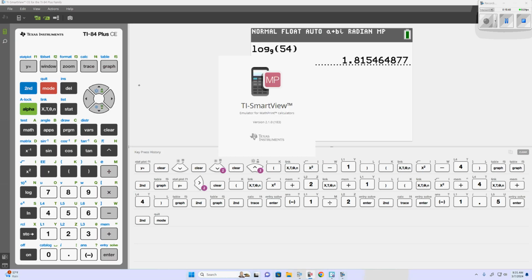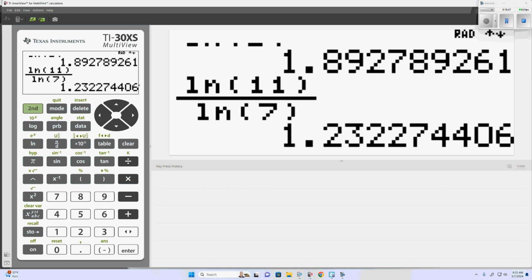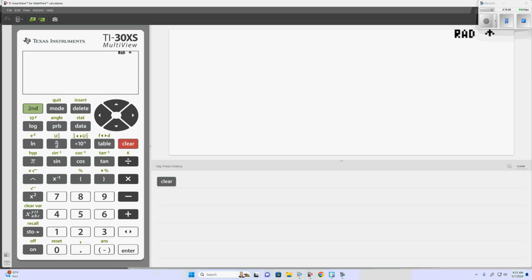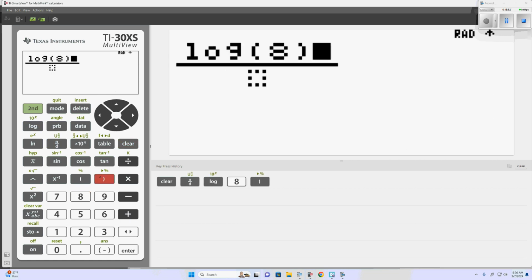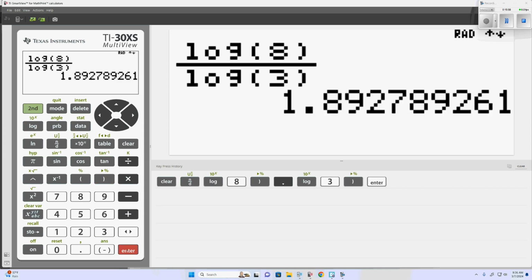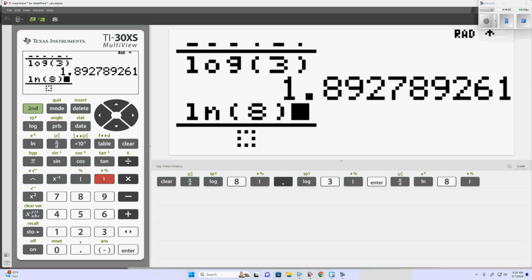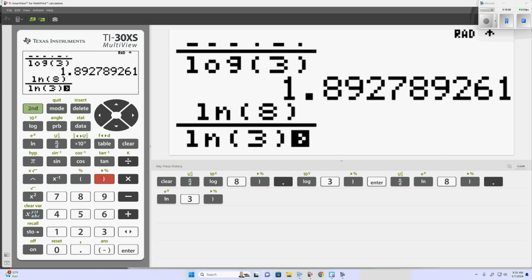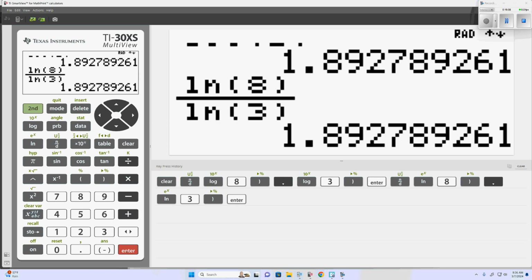We can do this in either calculator. Well, at this point, might as well wait for this thing to open. There we go. So we could say log of 8 over log of 3, and we get 1.892789. We can say the natural log of 8 over the natural log of 3 is the same thing. We'll round out 3, 1.893.